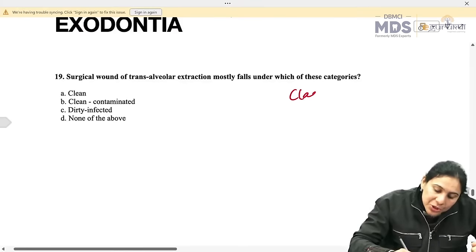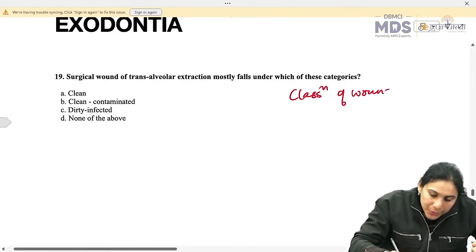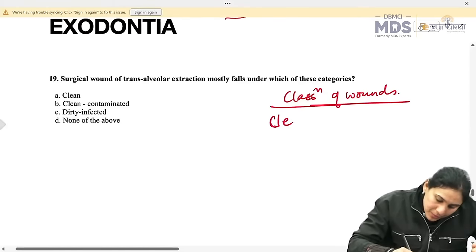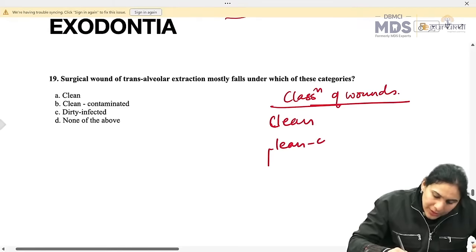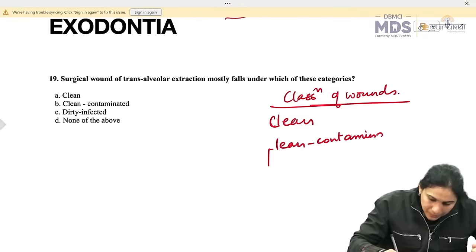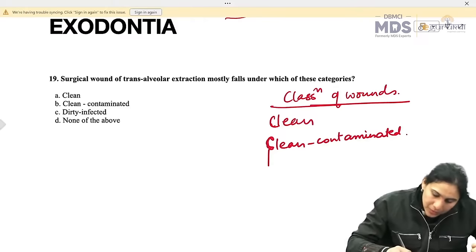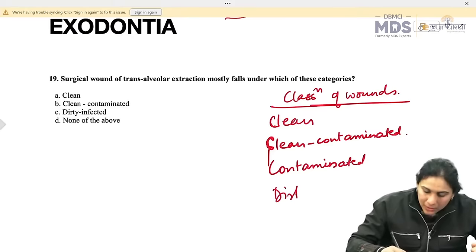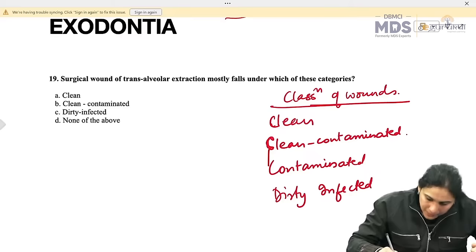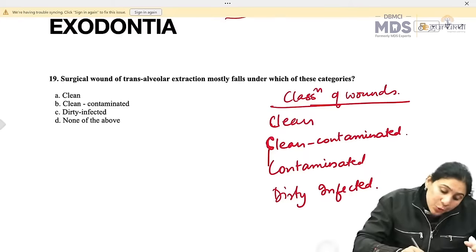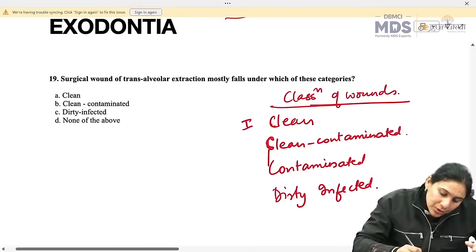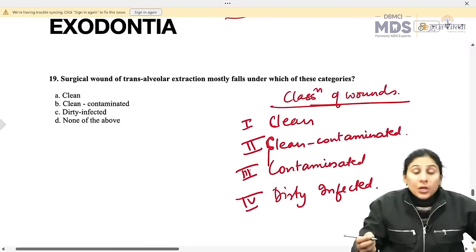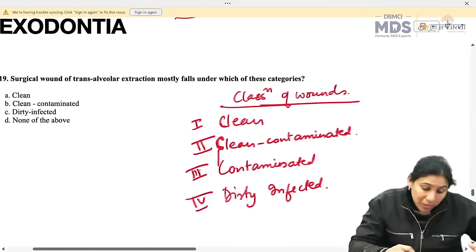So, we know that classification of wounds is clean, contaminated, contaminated, and dirty, infected. Okay. These are the four, class 1, class 2, class 3, and class 4 of the different surgical wounds or trauma wounds also.